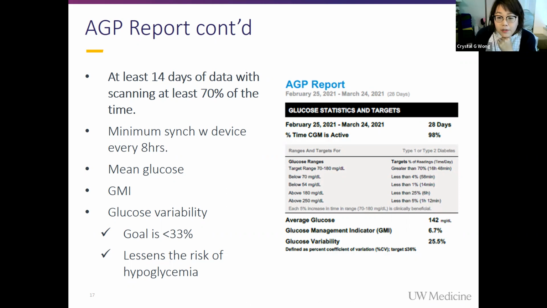You also have glucose variability, another metric that's important for patients who are on insulin. The goal is less than 33%. And this has been shown to, if you can control the variability, you'll have less risk of hypoglycemia.